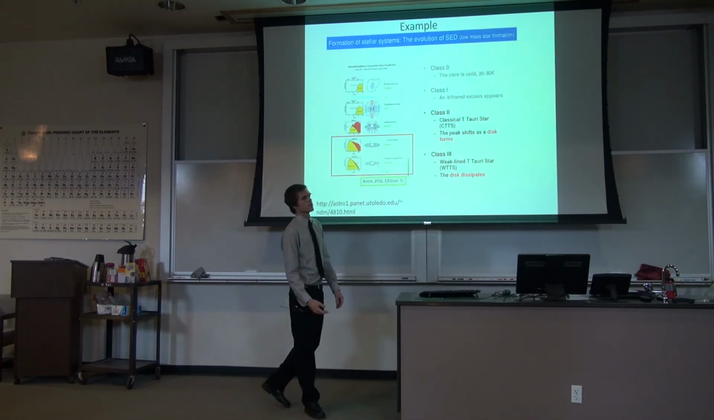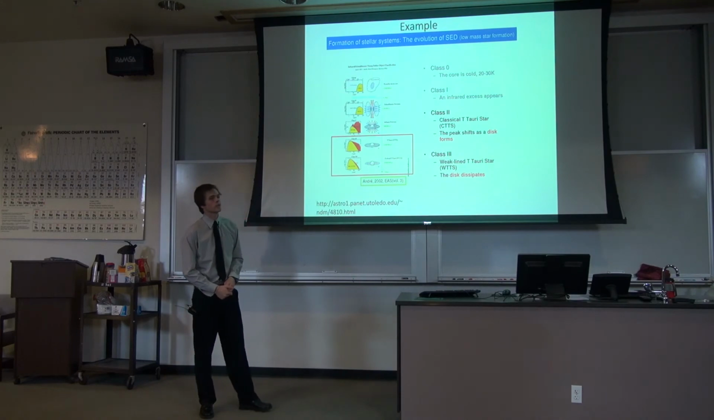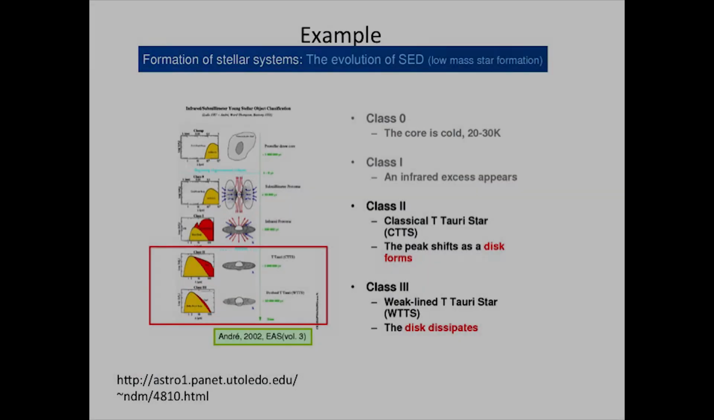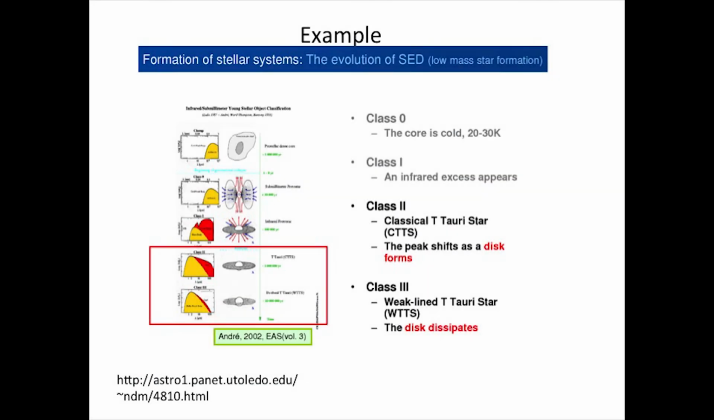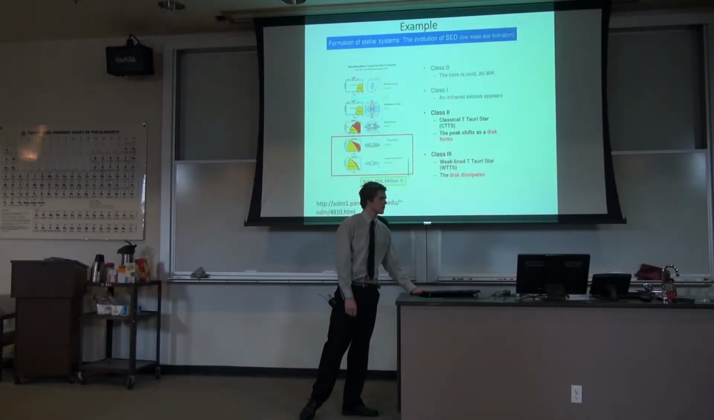And since we haven't produced any of our own spectral energy distributions, I decided just to throw up a slide of what this is going to look like. So here you have the formation of a low mass star, going through different processes, and an energy distribution for each of those different processes. So that's where we're headed.